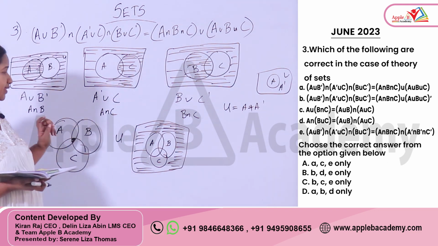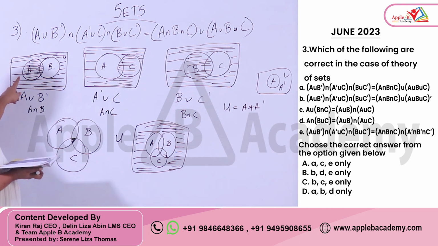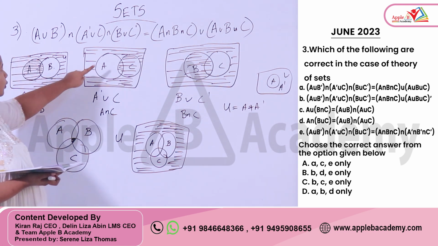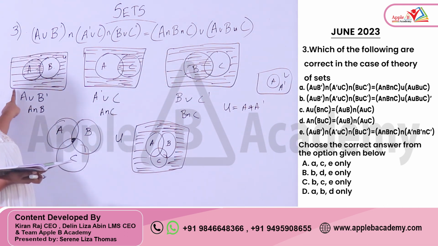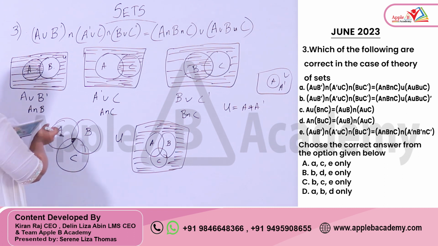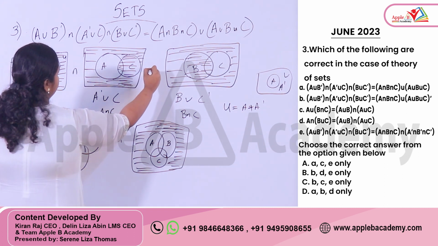Now let's look at the LHS and RHS side. If you look here, this outside portion is common in these three sets. Here it's intersection.